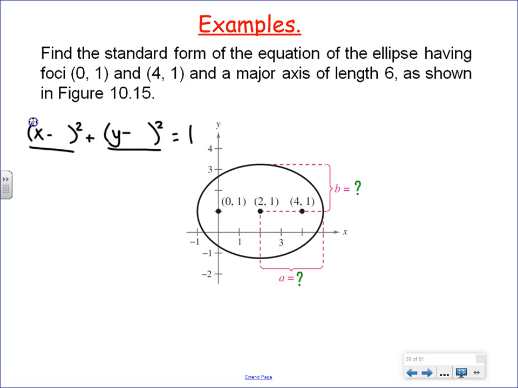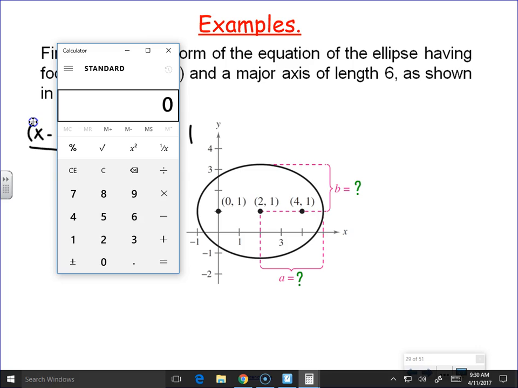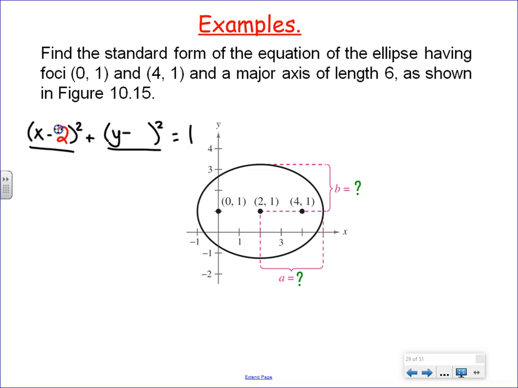Center, okay. So I can plug in my H is 2. My K is 1. What else do you see that's been given to you, either in the graph or in the wording up above, or both?